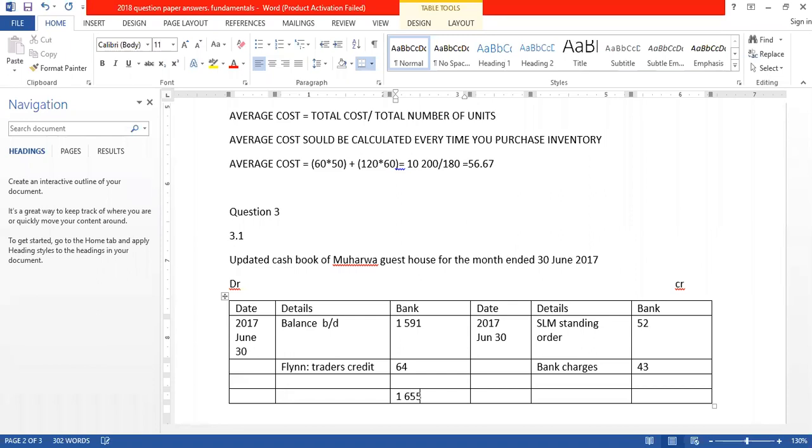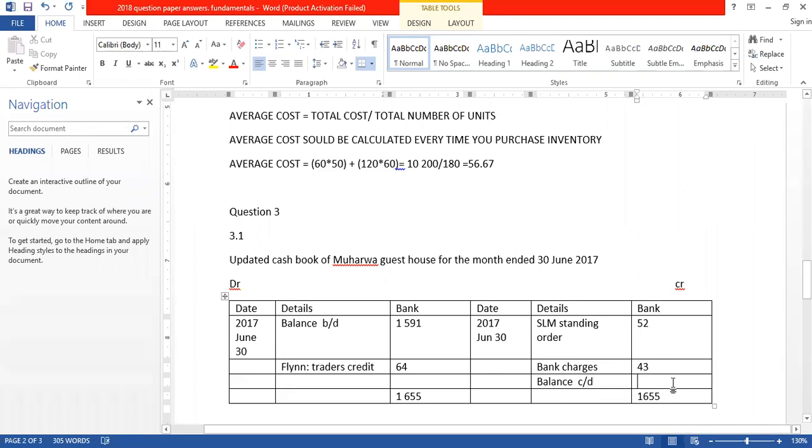1,655. So because the debit side is the bigger side, you record the amount on both sides, 1,655, and then from there you find the difference on the smaller side, meaning you subtract your smaller side from this amount to get your balancing figure. So 1,655 minus 43 minus 52 will give you your balance carried down that we are looking for.